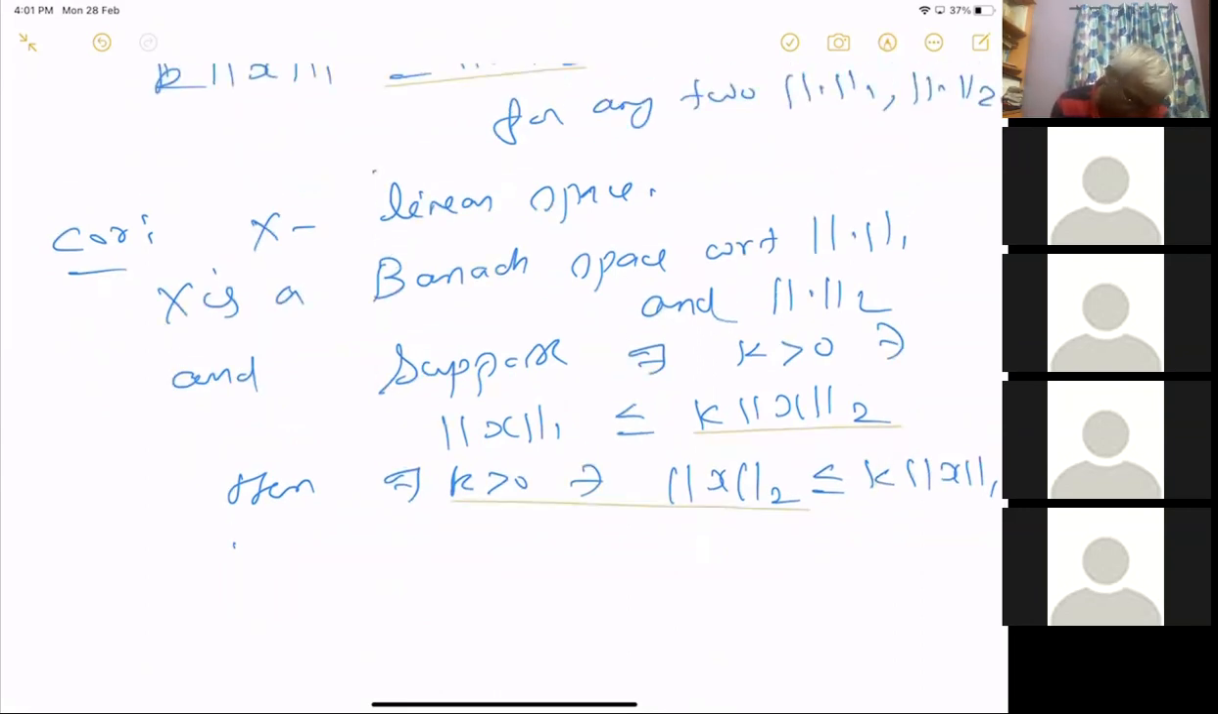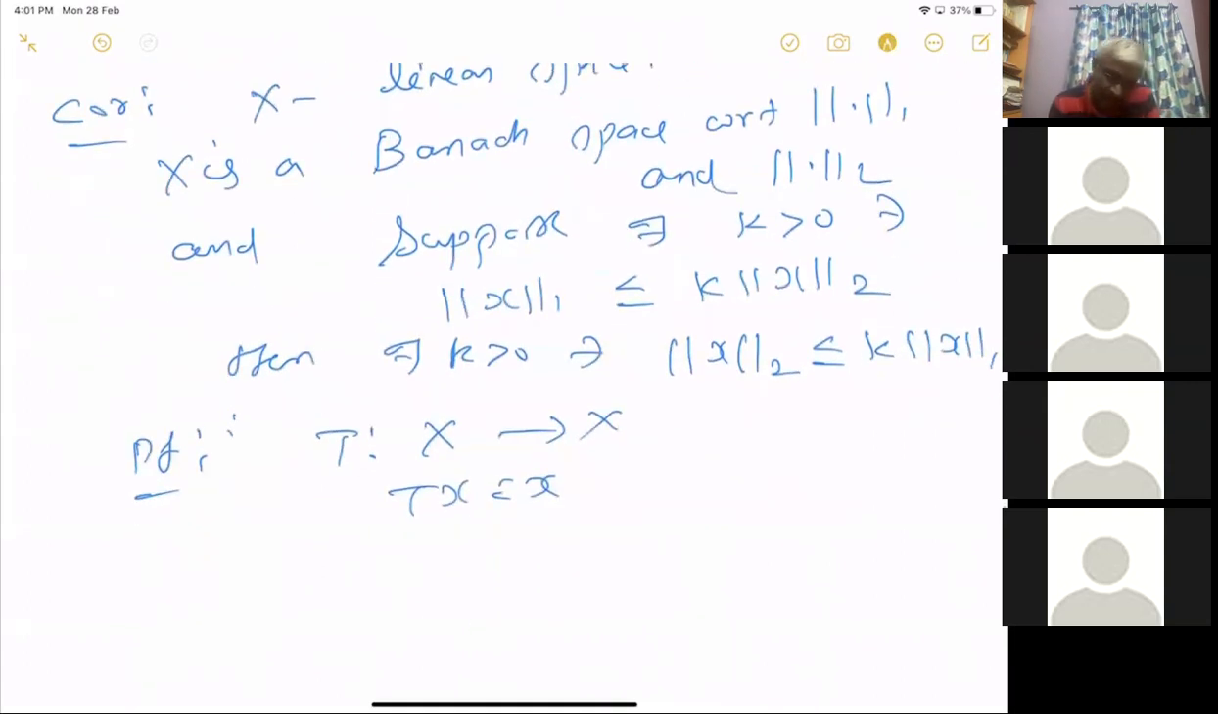This vector space is a Banach space with respect to both the norms. The proof is immediate. You just take T from X to X, the identity map, Tx equals x. Then if you consider, maybe I will write it with a norm.